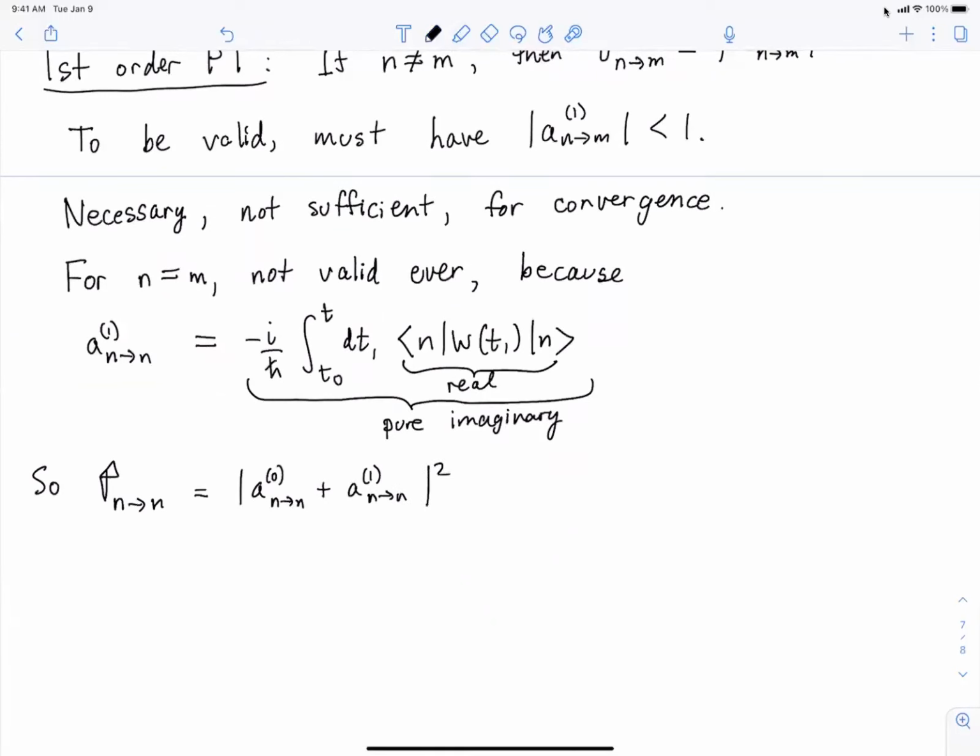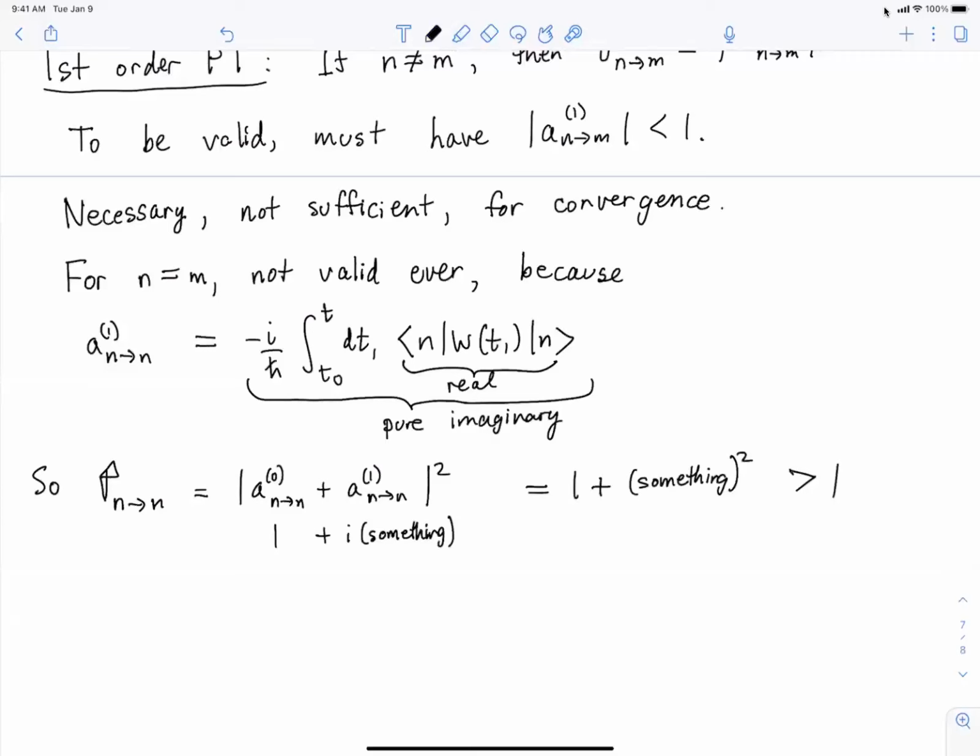Okay, and so let's evaluate this. This is 1, the first one, plus i times something. And then we're taking that times its complex conjugate. And so that result is equal to 1 plus the something squared. Remember, something is a real number. And so that's greater than 1. So this always fails because probabilities can't be greater than 1.